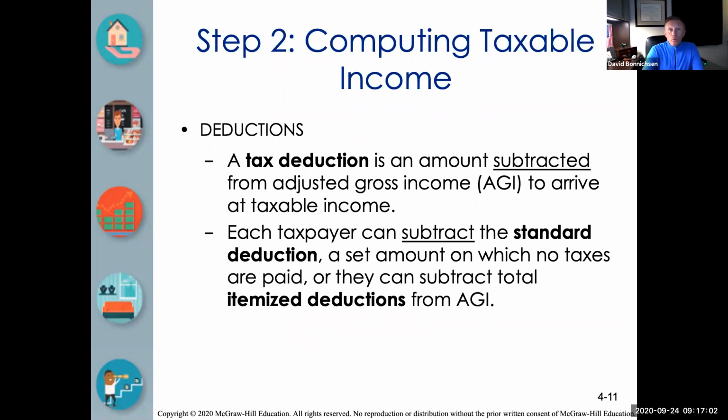So a tax deduction, once we get into computing taxable income, we're allowed to take some deductions. The federal government says, we know you've got a lot of things that are going on in your life. We know kids are expensive, right? So we're going to give you a standard deduction, a tax deduction, that you can subtract from your adjusted gross income in order to arrive at your taxable income. And like I was saying, the vast majority of folks that are your age and for the foreseeable future are simply going to subtract the standard deduction from your adjusted gross income.